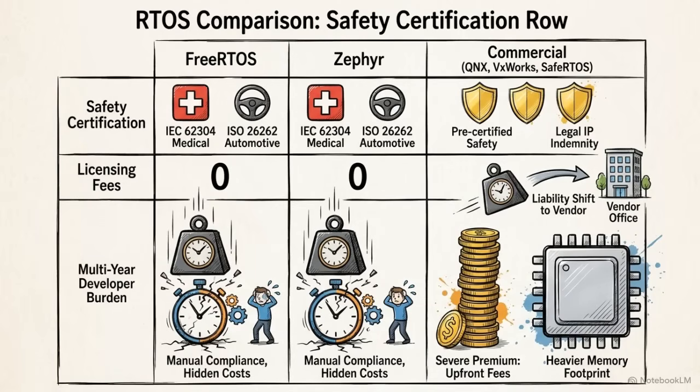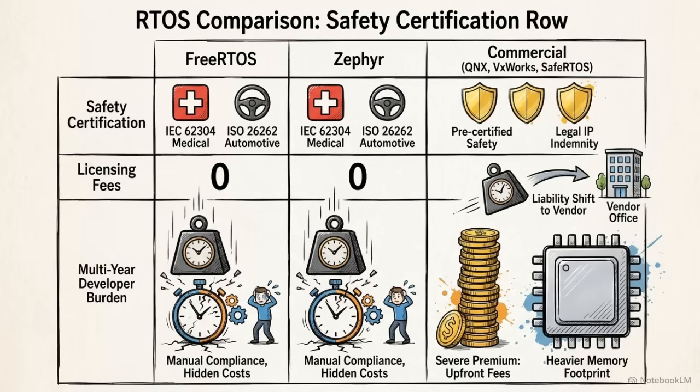Look at the final row on our matrix: safety certification. If you are building for medical devices under IEC 62304 or automotive under ISO 26262, the stakes are entirely different. Standard open-source RTOS options have zero upfront software licensing fees, but they carry a massive hidden cost for safety-critical applications. Your development team must absorb the multi-year financial burden of proving strict compliance to regulators entirely on their own.